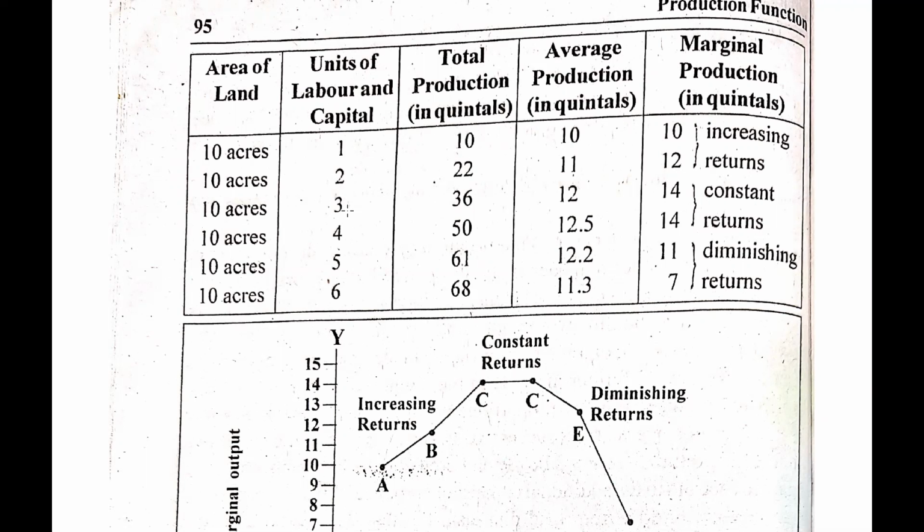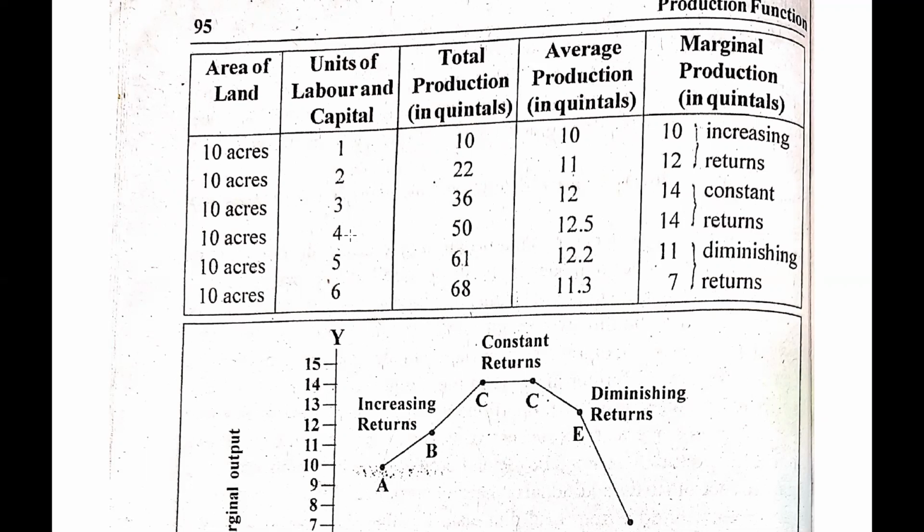decides to increase the units of labor and capital from 3 to 4, there will be an increment in the total production from 36 to 50. And again there will be an increment in the average production from 12 to 12.5. So guys, here when he increased from 1 to 2 and 2 to 3, the increment in the average production was 1 unit. But after a certain point, when he increased units of labor and capital from 3 to 4, the increment is only 0.5 in average production. And also we can say that the marginal production remains constant.